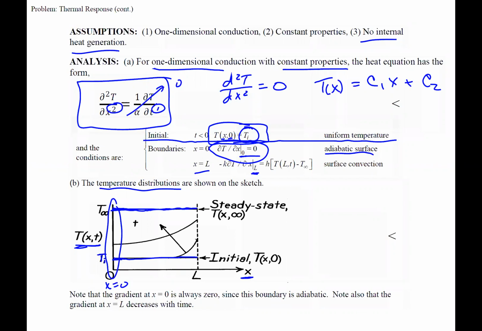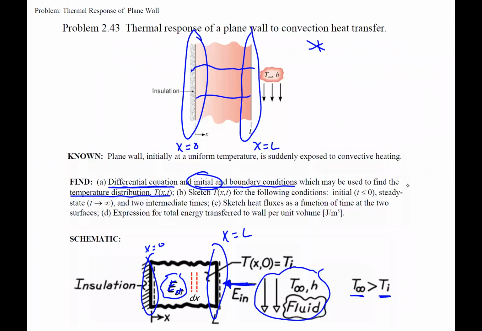Okay, another way of thinking about that is we're putting energy into our wall here. It's insulated on the left, so there's no energy leaving on the left. We're putting energy in on the right, and that energy being driven in there is from convection.